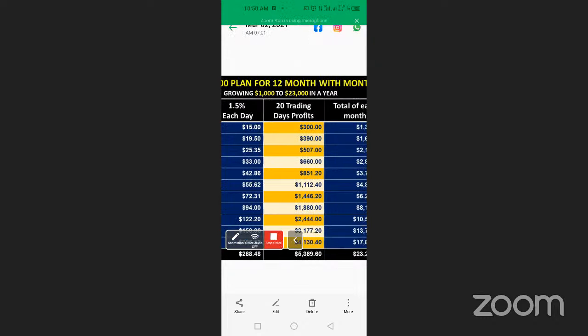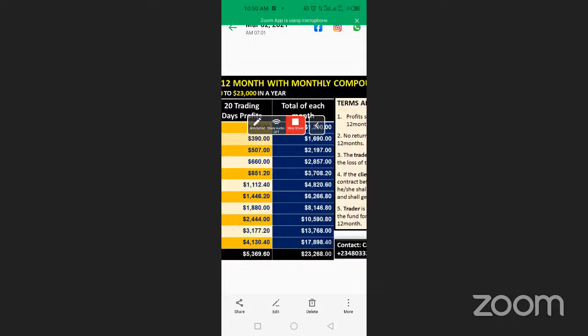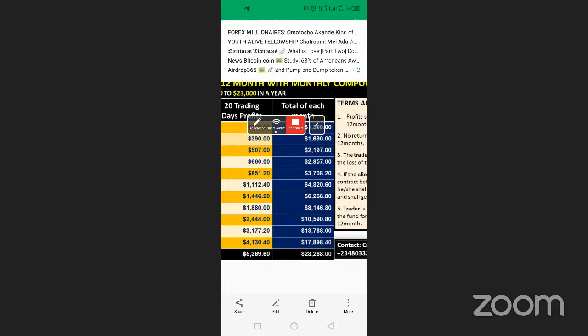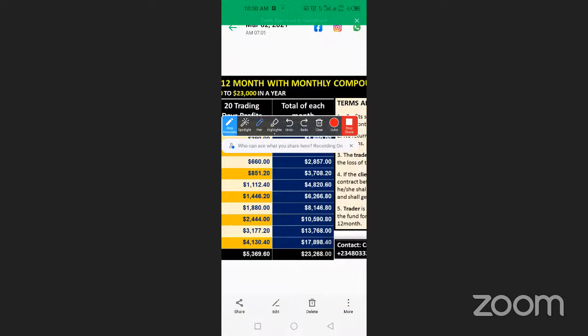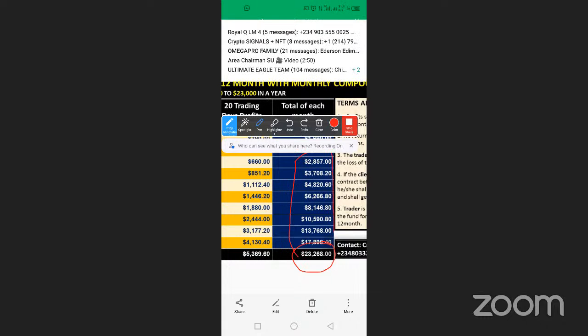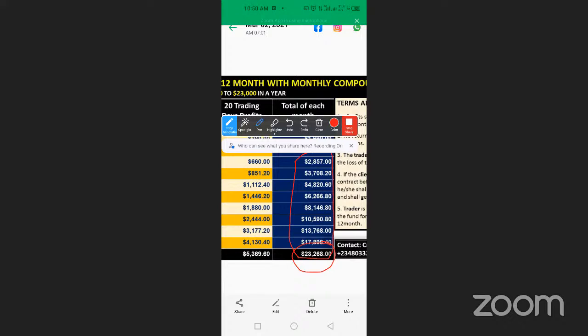If you are following this pattern to the 12th month, at the end of the 12th month, this is what you will realize, that you have now grown $1,000 to $23,268. So if you can, but this takes discipline anyway though, but it is possible.